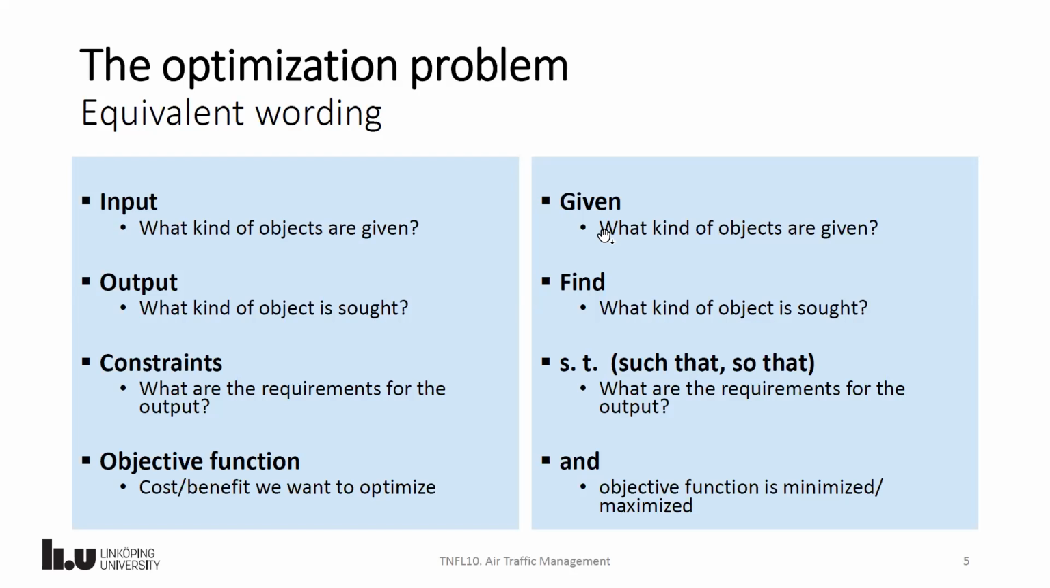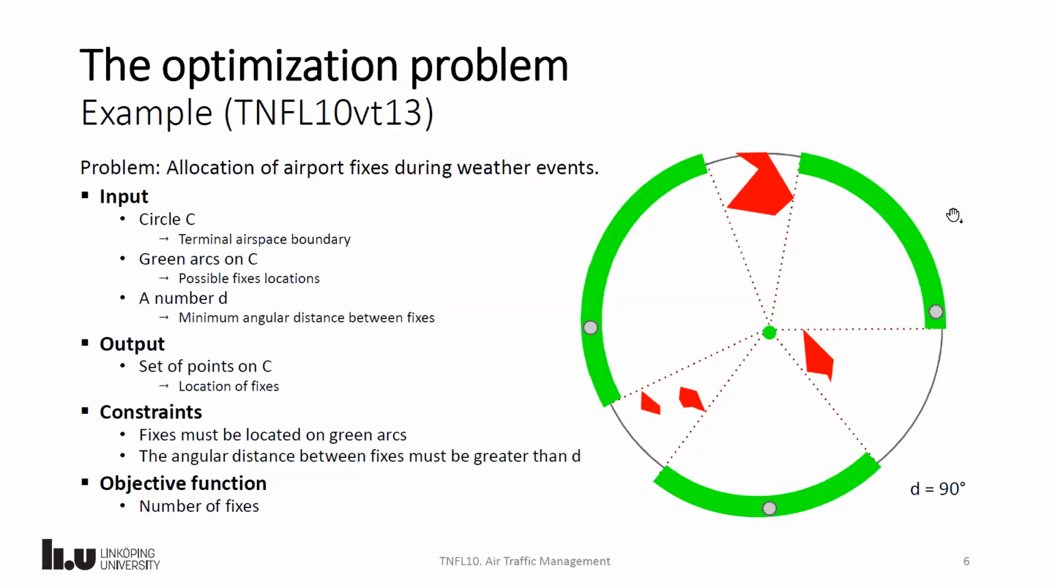Okay, and of course the objective function would give us the relationship between the parameters and the variables. So this is an example of what an optimization problem would look like in this class.